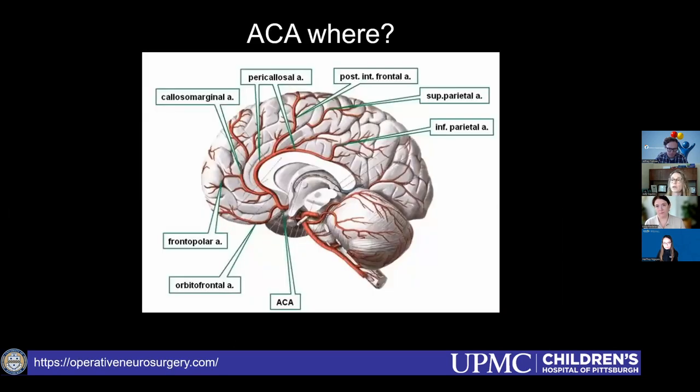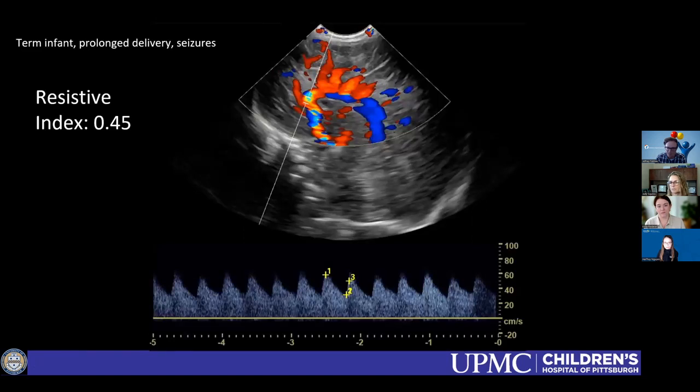Oh, and just a point of clarification, when we say a resistive index of the ACA, it's really the pericallosal branch, like where it swings around after some of the branches have come off. Not all of the articles specify that, but when you look at the images, it's always the callosal branch. So just one point of clarification.